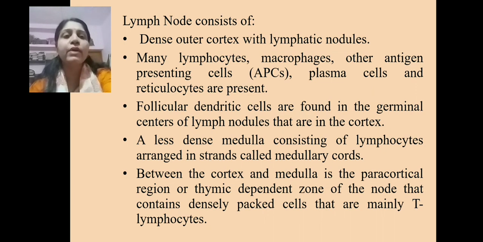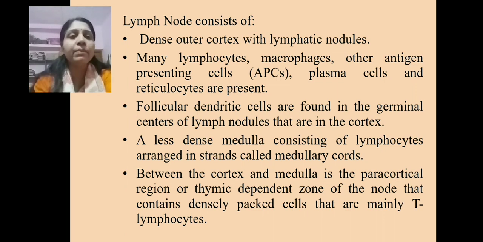Then a less dense medulla consists of lymphocytes arranged within strands called the medullary strands or the medullary cords. Between the cortex and medulla is the paracortical region, which is the thymic dependent zone, that is, the T cell dependent zone. It is called the thymic dependent zone because it contains the T lymphocytes, which are primarily developed within the thymus. Due to that, it is called the thymic dependent zone, and the cortex is the thymic independent zone.